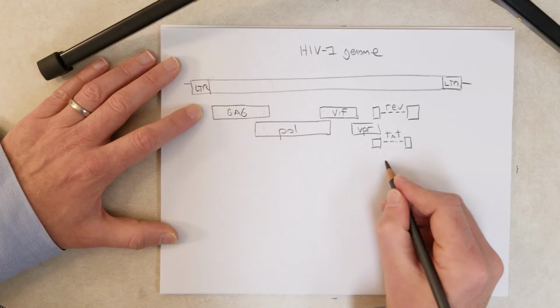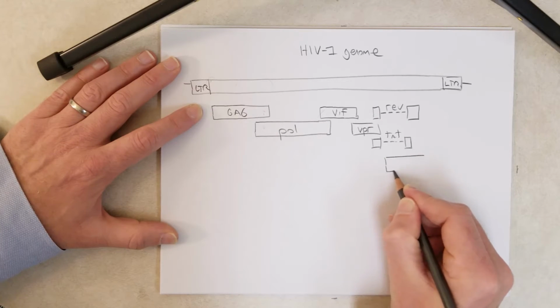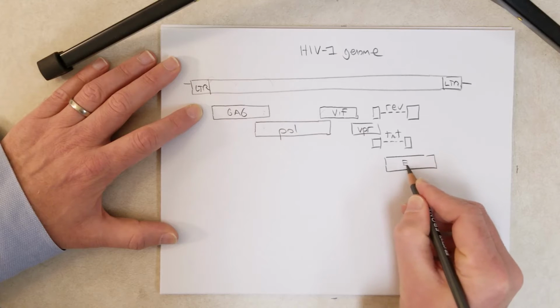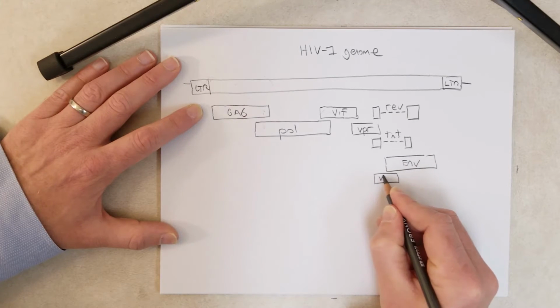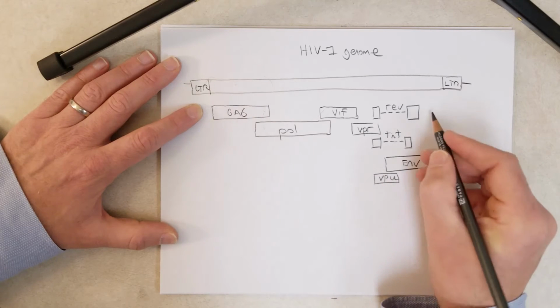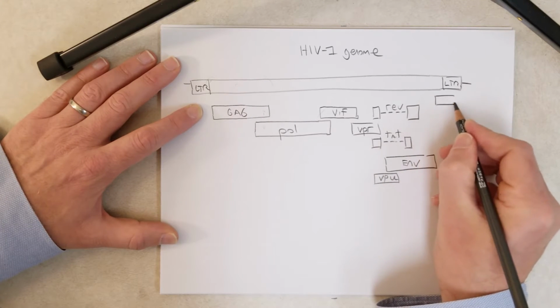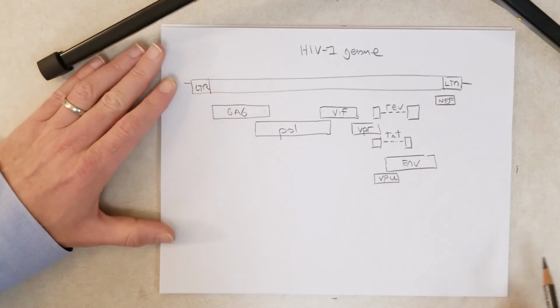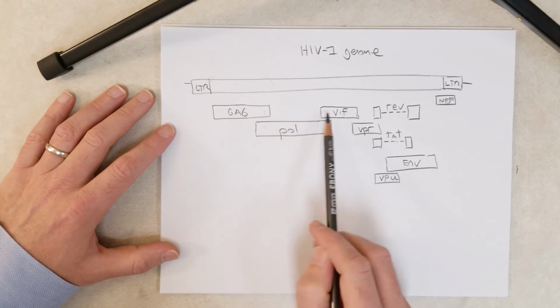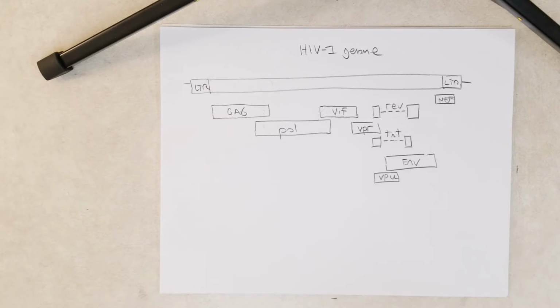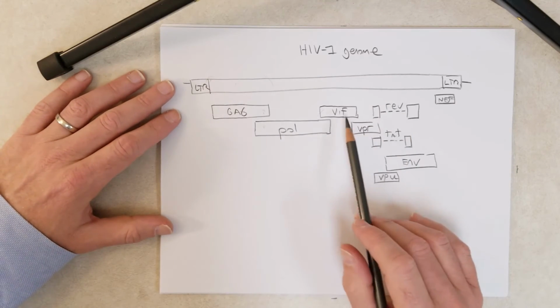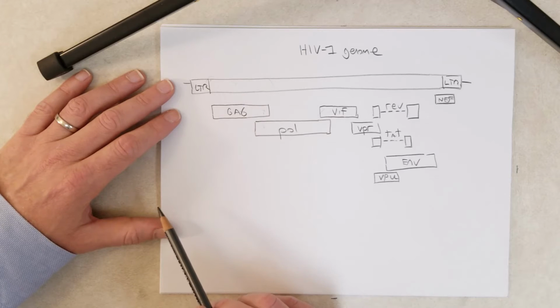And ENV is going to be right about here. VPU overlaps here with ENV, and NEF is going to be here. So let's see, 1, 2, 3, 4, 5, 6, 7, 8, 9. Okay, we have the approximate locations of the 9 genes in the HIV-1 genome.